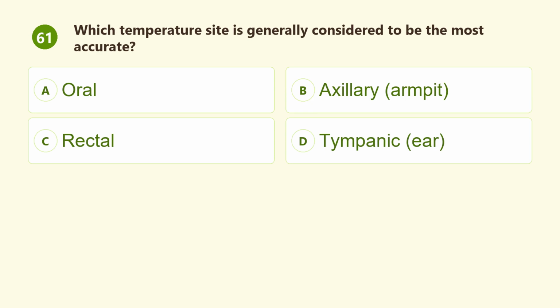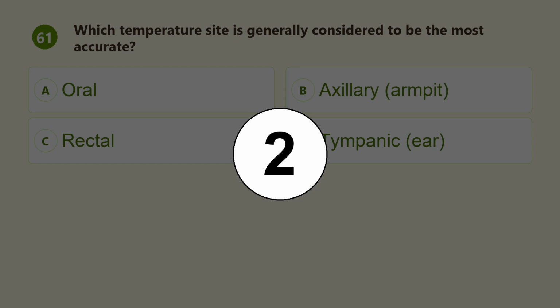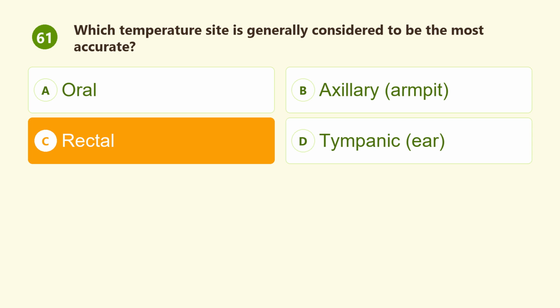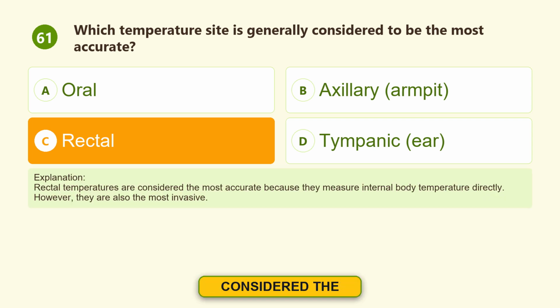Question 61. Which temperature site is generally considered to be the most accurate? Option A, oral. Option B, axillary, armpit. Option C, rectal. Option D, tympanic, ear. The correct answer is option C, rectal. Rectal temperatures are considered the most accurate because they measure internal body temperature directly. However, they are also the most invasive.